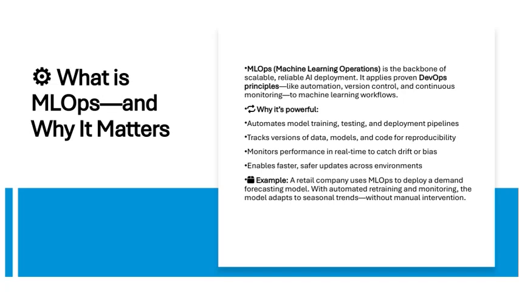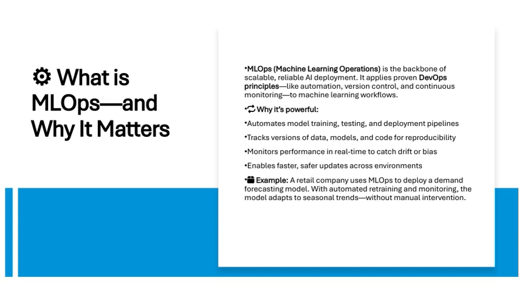So, what exactly is MLOps, and why does it matter? MLOps, or machine learning operations, is really the backbone of deploying AI at scale in a reliable way. Think of it as bringing the proven principles of DevOps, like automation, version control, and continuous monitoring, into the world of machine learning workflows. This helps us manage models more efficiently and confidently.